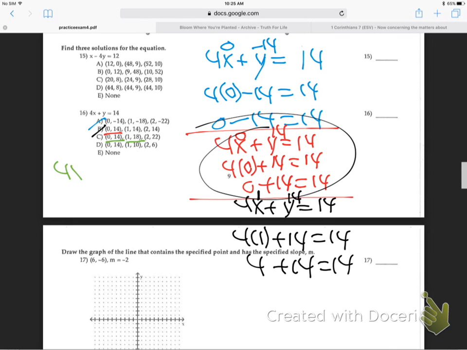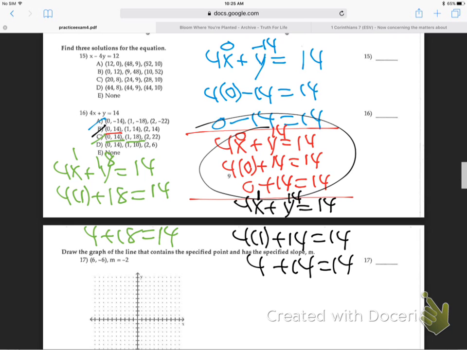1, 18. So take the equation, 4x plus y is 14. Plug in 1 and 18. So that's 4 times 1 plus 18 is 14. 4 plus 18 is 14. No, it's not. C is out. All right, let's try D. Only got one more to go.